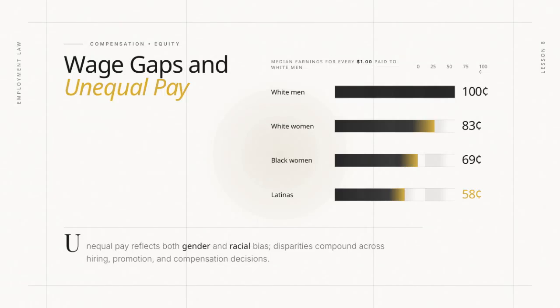When we look at wage gaps and unequal pay, it's clear that compensation is not equal across different groups. White men earn the full dollar, which serves as our baseline. White women, however, earn only 83 cents for every dollar a white man makes. The gap widens further for black women, who earn 69 cents, and even more so for Latinas, at just 58 cents.